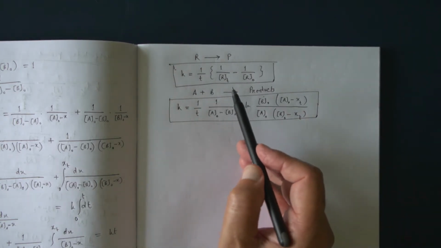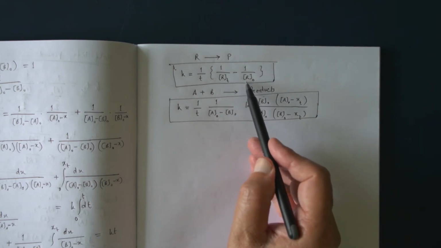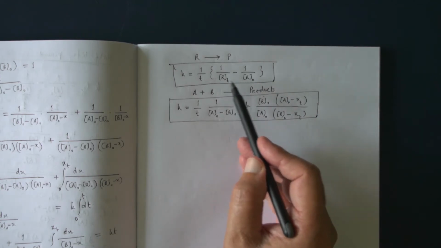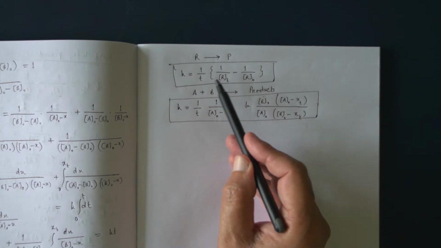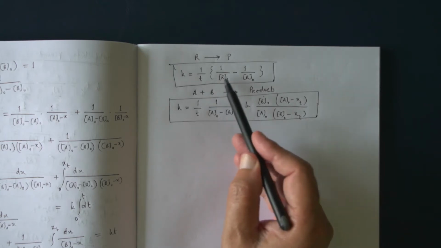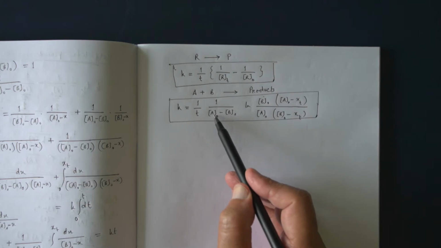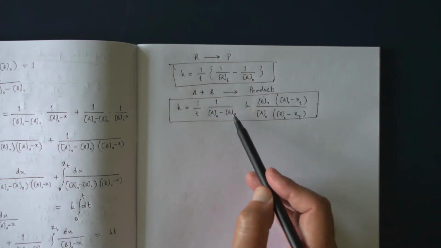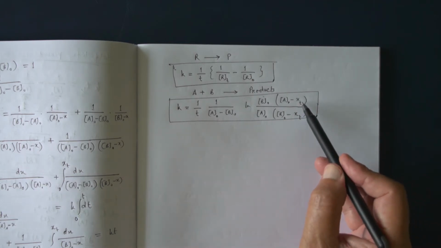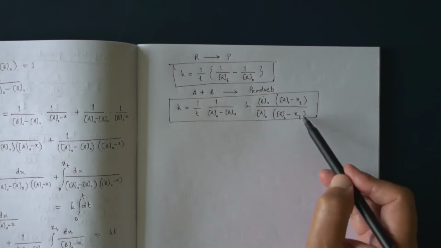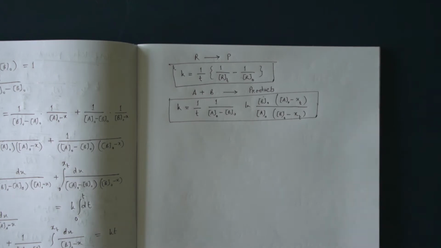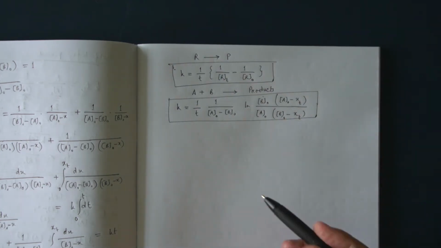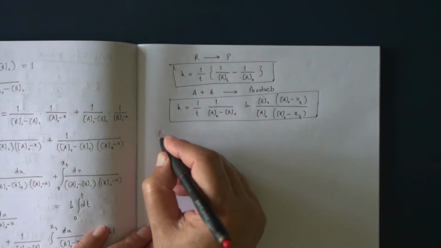And we know this is the initial concentration of the reactant. This is the concentration of the reactant at time t. Similarly, initial concentration of A, initial concentration of B, then xt. xt is the concentration of product formed at time t. Okay, so these are the two reactions. Now let us see one problem.